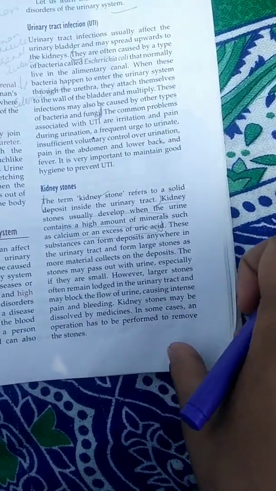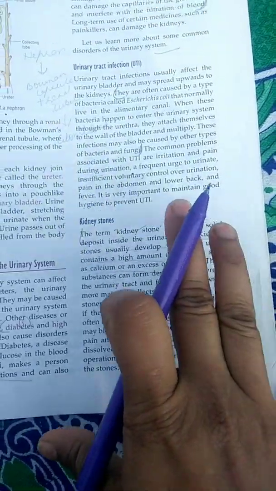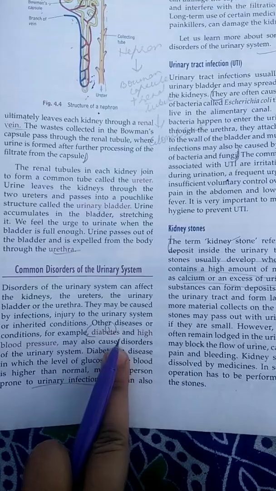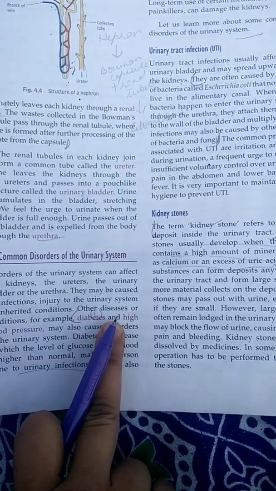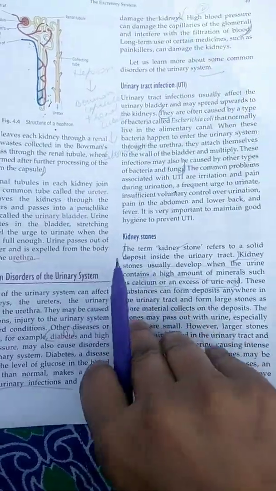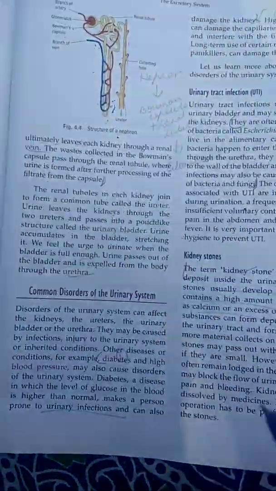So these are the different disorders: how high blood pressure and diabetes cause disorders in the urinary tract, and how UTI and kidney stones affect the kidney. So students, you have to go through these topics.